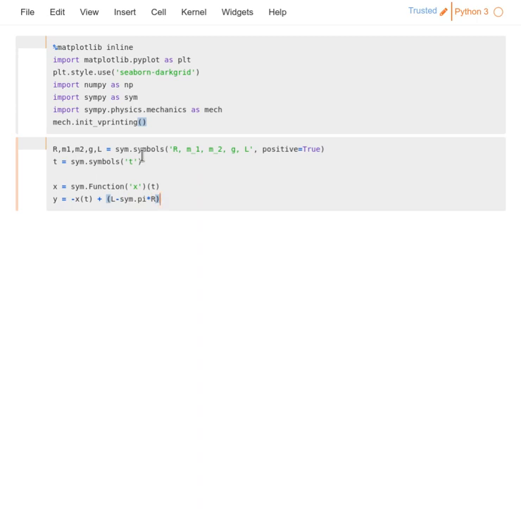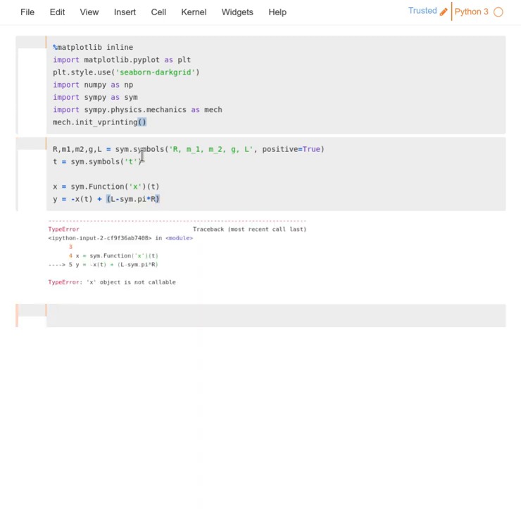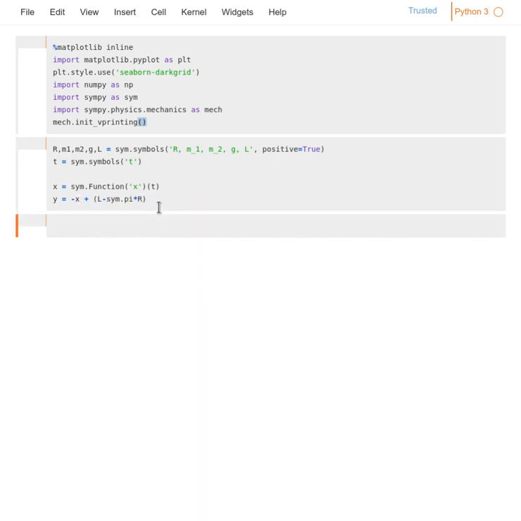And hopefully, if we then display these at the end, we will get that x is not callable. Yeah. So if I look at what x is, it's just going to be some function of x. If I look at what y is, it's going to be minus x plus that weird constant that we had going on. And now we can actually start going about putting together our various energies.